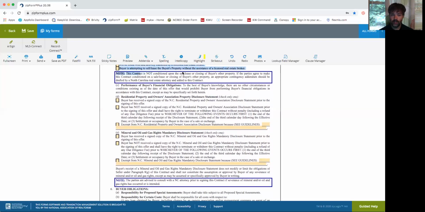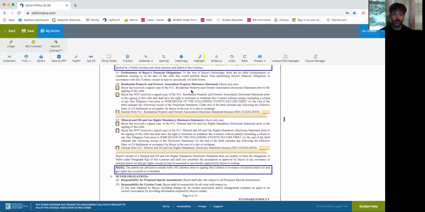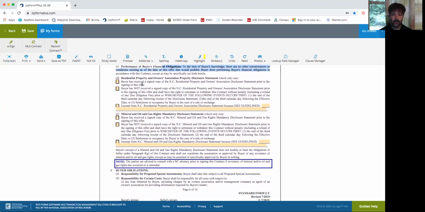Again, this is just a reiteration. It's not contingent or conditioned upon the sale of that. I'm just disclosing to you the existence of that need. The performance of the buyer's financial obligation, again, they have to make sure that they are going to get everything they need for their loan, their finances. That is their responsibility to take care of during their due diligence prior to closing.